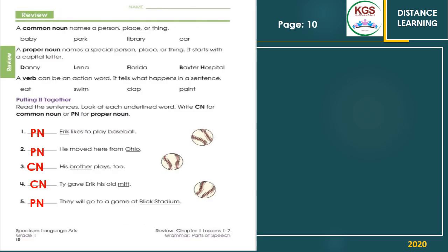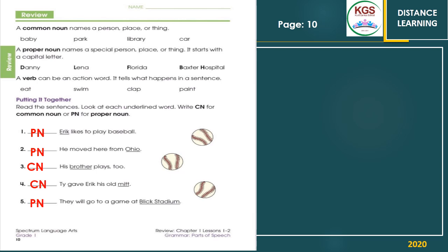His brother plays too. Which one of his brothers? We don't know. It only says his brother. We don't know which brother of his plays too. So brother is a common noun. It talks about all the brothers. We don't know the specific brother. We don't know the special one. So it's a common noun. Just write CN for brother, which means common noun.